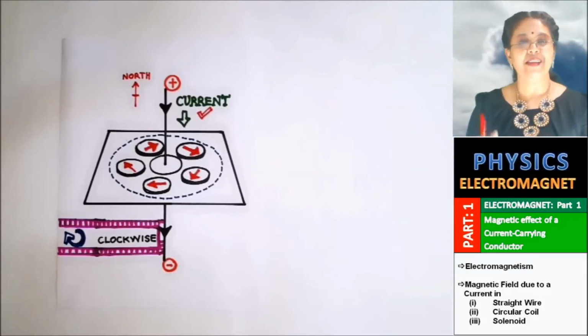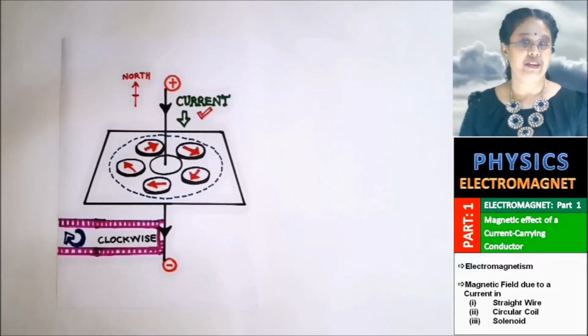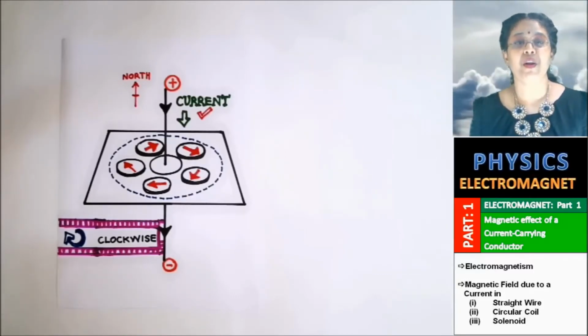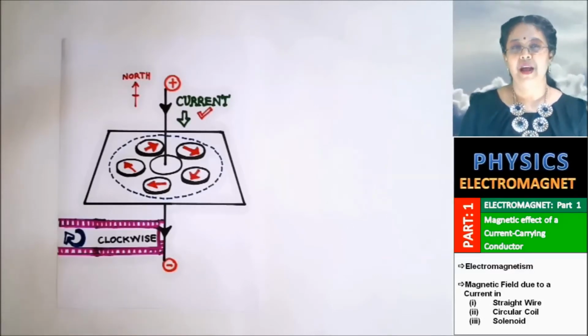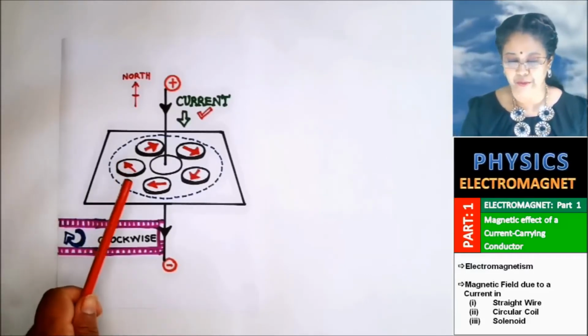But as soon as the current flows down in the conductor, there is a change in the deflection of the compass arrows. It goes in a circular motion in clockwise direction. Now, how do we know which direction this compass arrow moves? Let's use the right hand grip rule.